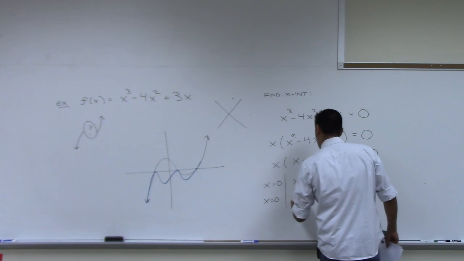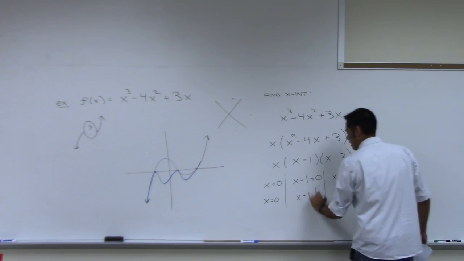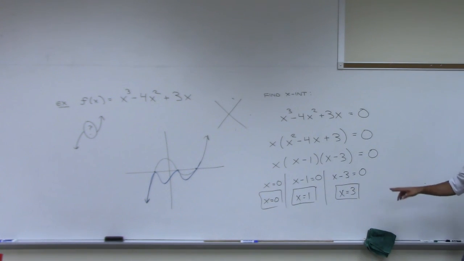0, 1, and 3. I'm going to box these. These are my x-intercepts, right? My graph hits the x-axis at 0, 1, and 3.